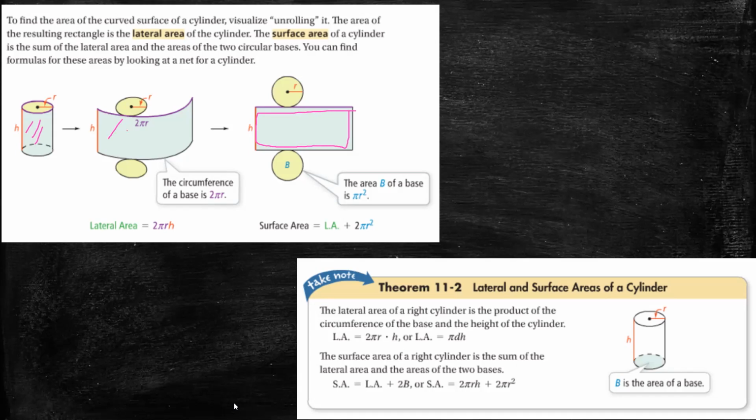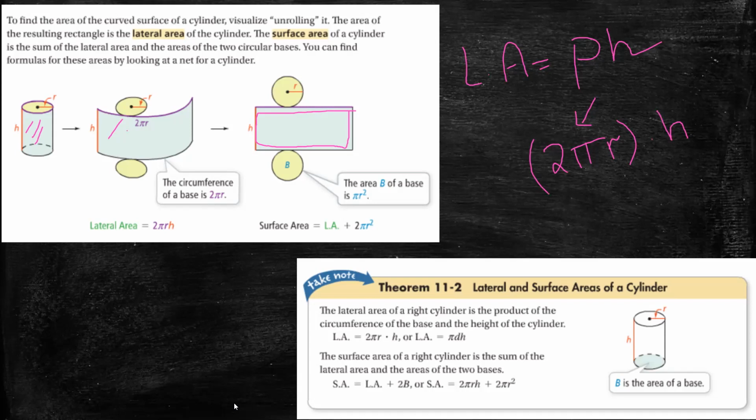So how can we find the lateral area? As we did in the prism. The lateral area in the prism, we said it is the perimeter times the height. So what is the perimeter of a circle? It is the circumference, 2πr. So it will be 2πr times the height.